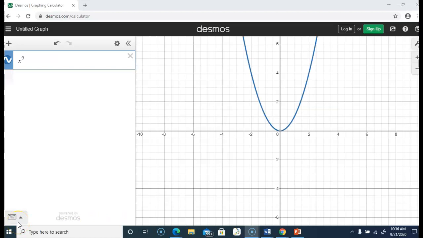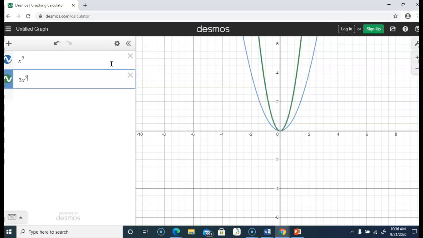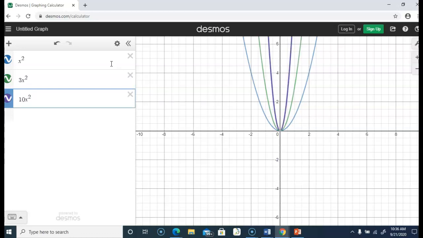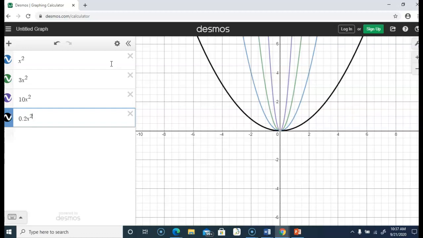Okay, so here again, we're starting with x squared. So what I would like to do is to look at some different vertical stretches. If I put a 3 in front of the x squared, you can see it gets thinner. If I were to put a 10 in front of the x squared function, it gets even thinner than that. But if I were to put a number between 0 and 1, let's say 0.2x squared, then you can see it gets fatter, so to speak. It gets pushed closer to the x-axis. It's not stretched as thin.